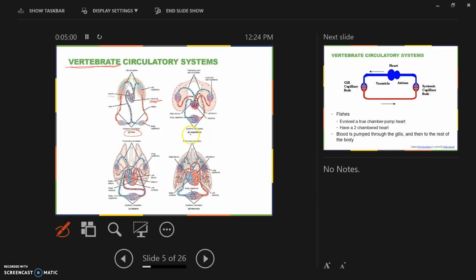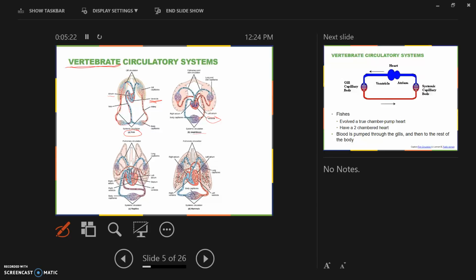In amphibians, there is a three-chambered heart. So there's a right atrium, a left atrium, and a single ventricle. So in that single ventricle, oxygenated and deoxygenated blood is allowed to mix, which makes it not as efficient as the circulatory system of reptiles and mammals.